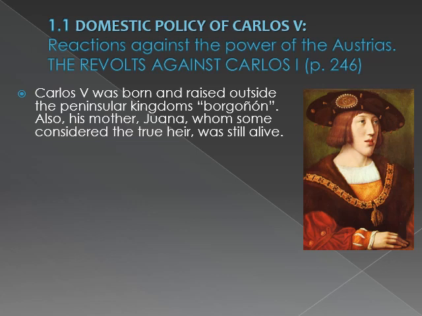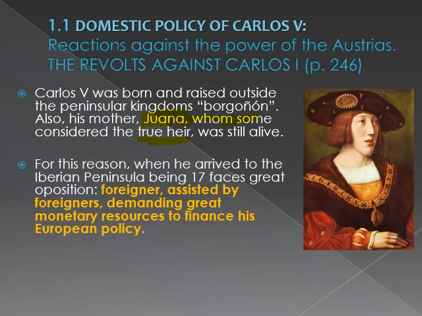Also, for the Castilians, Juana, his mother, was still alive. And Juana being alive, she was actually the true heir to the throne. So these are things surrounding him from his very beginning, that has part of the Castilian nobility expecting his arrival with not the most positive attitudes. And for that reason, when he arrived, he was 16 years old. He's going to face great opposition inside the Castilian court.